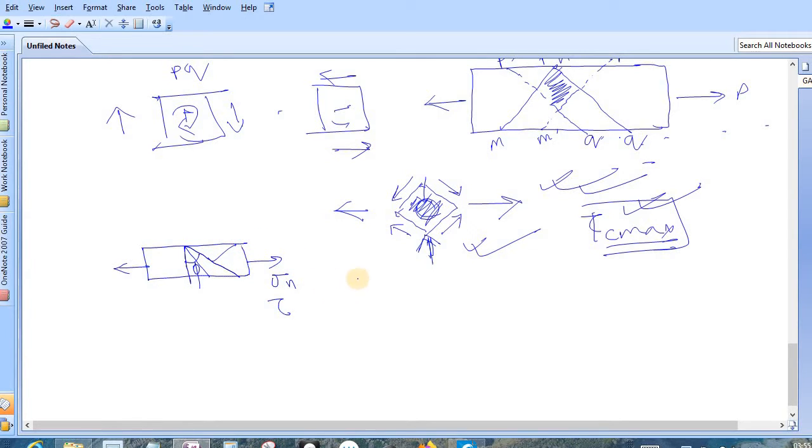Okay, so in this video we learn how to calculate the stress in this plane when the stress is acting like this and like this. Okay, so your stress is applied in both the mutually perpendicular axes. Okay, so let's start it.